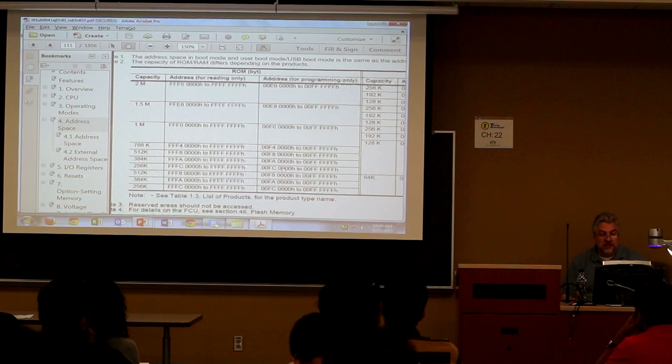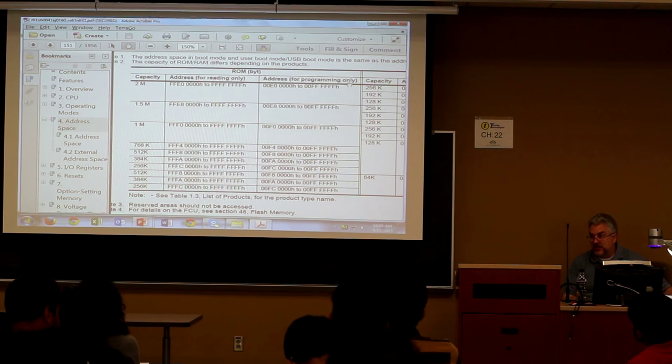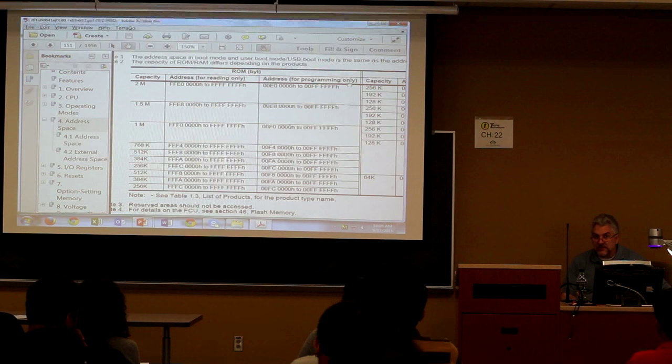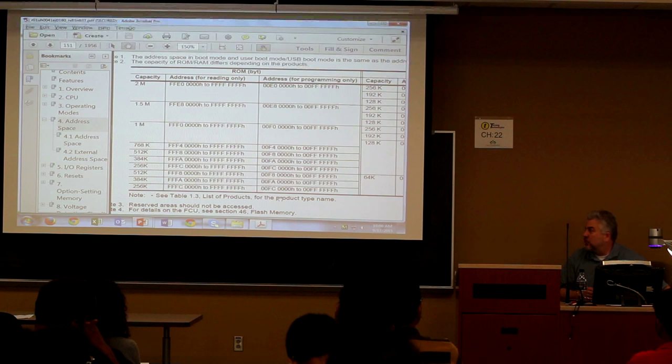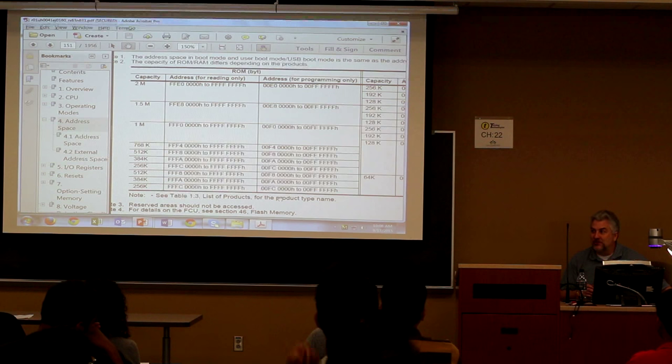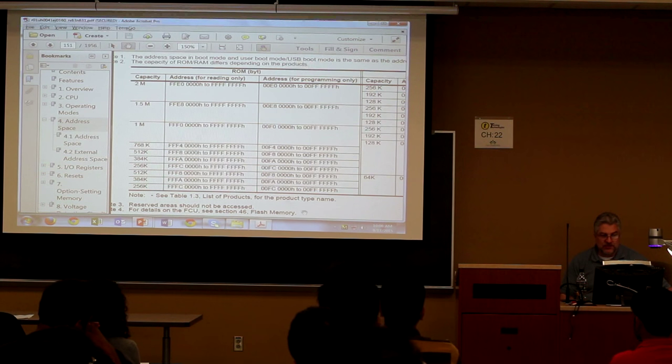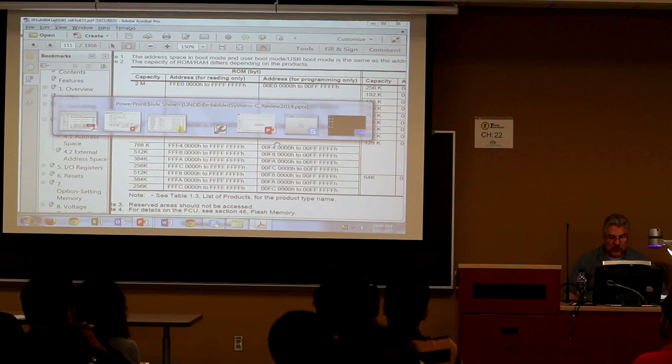The other is that here's the capacity. Notice it has an address for reading only and an address for programming only. This prevents you from being able to change code while you're running it, because it's going to be a totally different address. Historically, some processors allowed what we call self-modifying code, which is a really, really bad way to write software because you never knew what it would be. So we'll look at examples of that later. All right, with this we're going to go on.